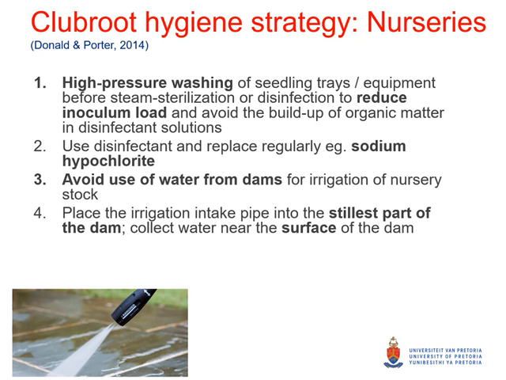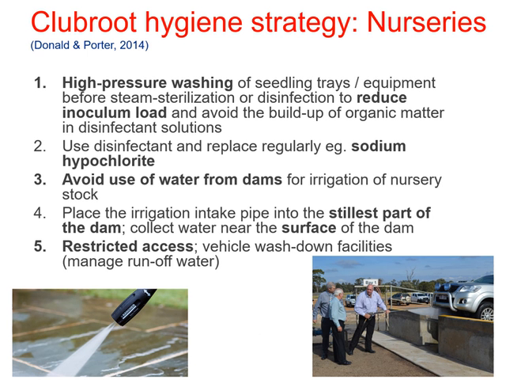However, if one needs to irrigate from dams, the irrigation pipe should be placed into the stillest part of the dam and the water should be collected from the surface of the dam. And this is because the resting spores are relatively dense and they sink to the bottom of the dam if the water is not disturbed.